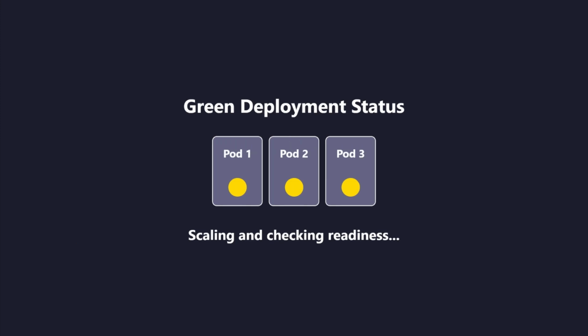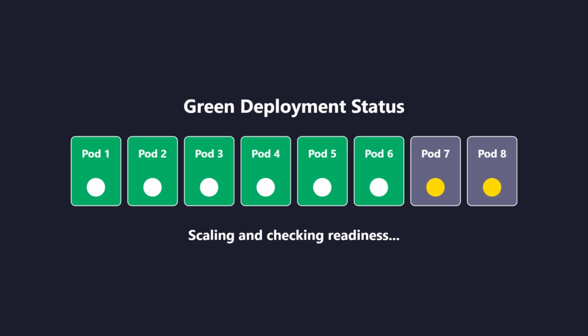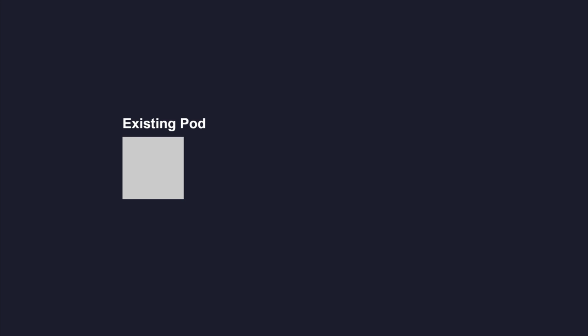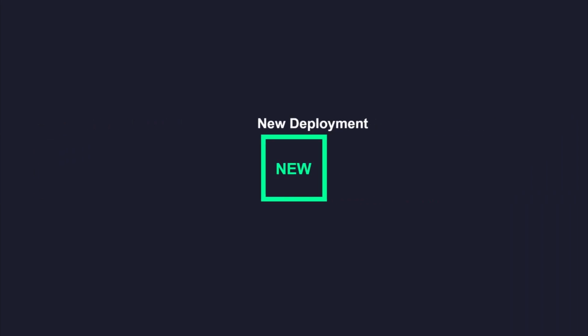Before shifting traffic, the green deployment must reach the desired replica count and pass all readiness probe checks successfully. Readiness probes prevent the service from routing traffic to containers that are still initializing or loading application context data. Avoid patching existing pods. Instead, create a completely new deployment object to ensure the environment remains clean and predictable.